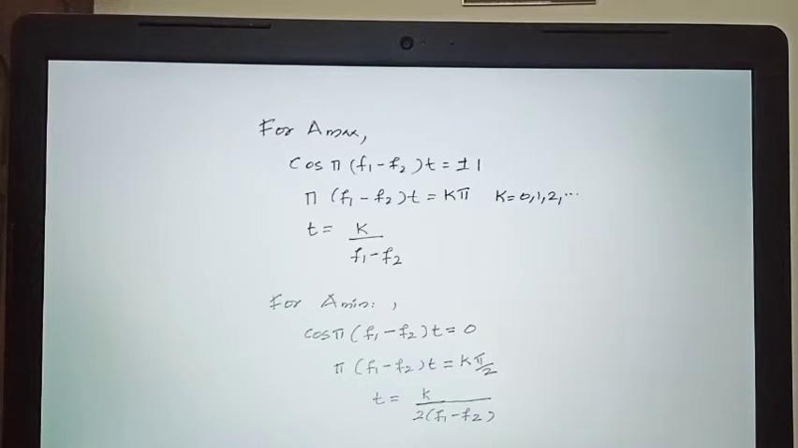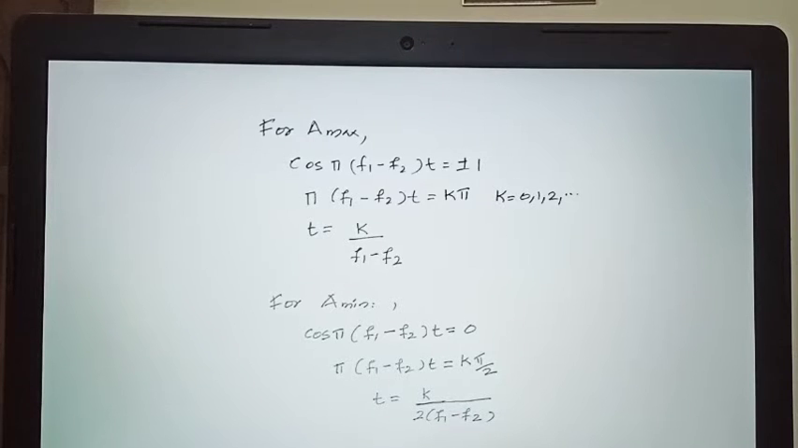So here k should be an odd number. What happens when we get an even number? That results in maximum amplitude. Suppose we take 2, then 2 by 2 becomes 1, so that becomes 1 by (f1 minus f2), which is the condition for maximum. So for minimum, k should be an odd number. If it is an even number, it merges with the condition for maximum intensity. So that is the beat formation.